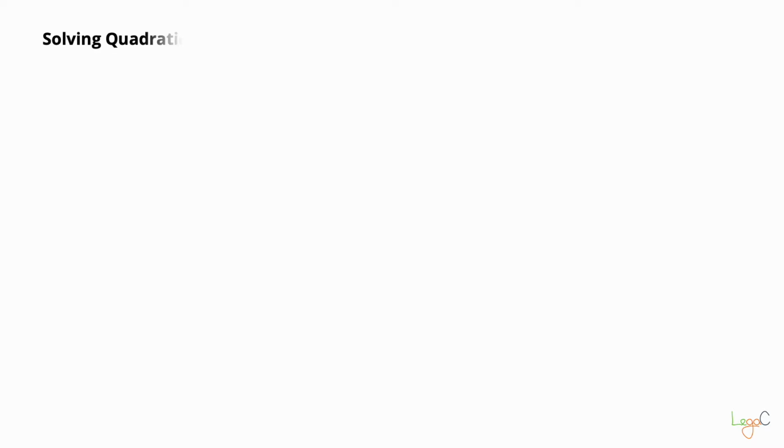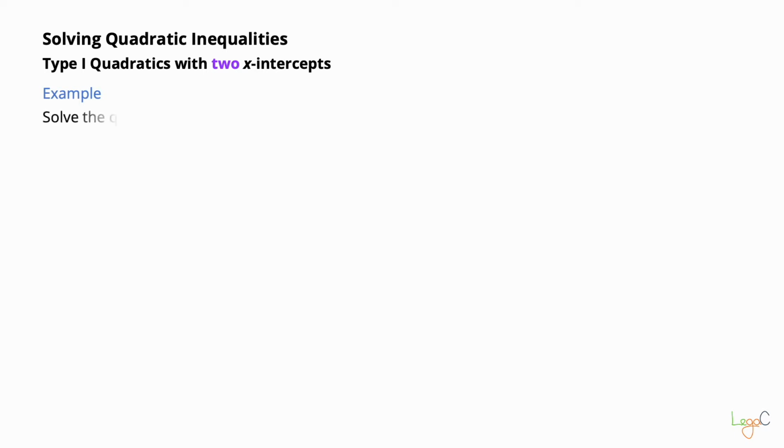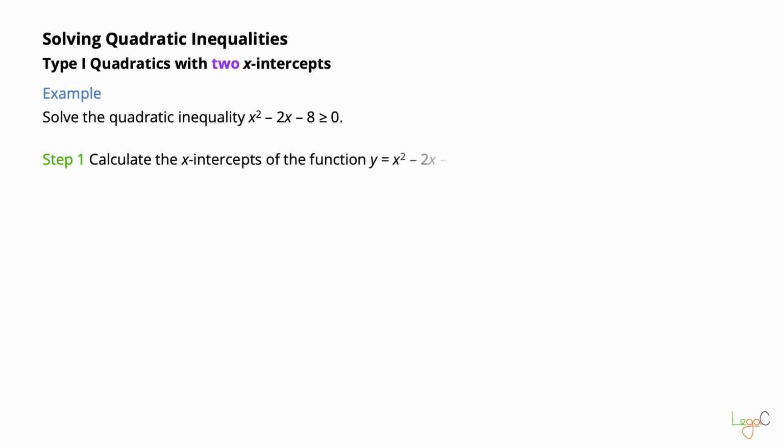Solving quadratic inequalities. We are going to start with the type 1 quadratics with two x-intercepts. So here is an example. Solve the quadratic inequality x squared minus 2x minus 8 greater than or equal to 0. First, we are going to calculate the x-intercepts of the function y equals x squared minus 2x minus 8.